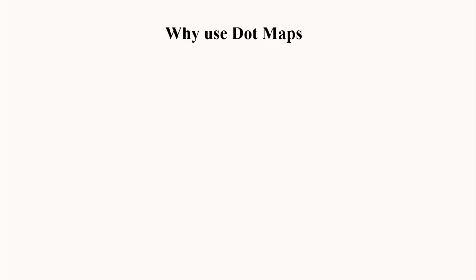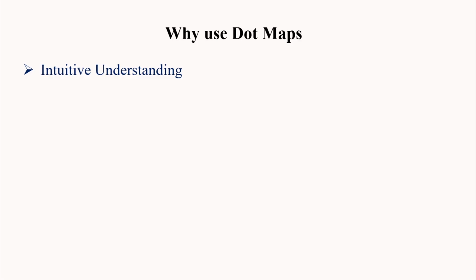Why do we use dot maps? The first reason is intuitive understanding. As we have seen in the example of the US population map, it is visually easy to understand. People who are not from a technical background, who are not from a geographical background, can also easily interpret these maps. Even people from a non-technical background can understand in the previous example that this map shows the population, and wherever the concentration is high, there the population density is high, and each dot represents 2,50,000 people.